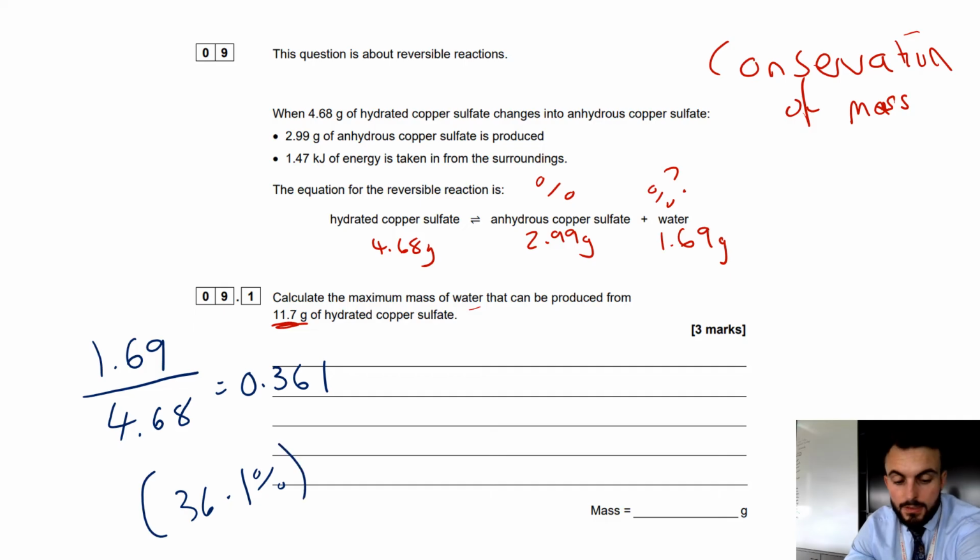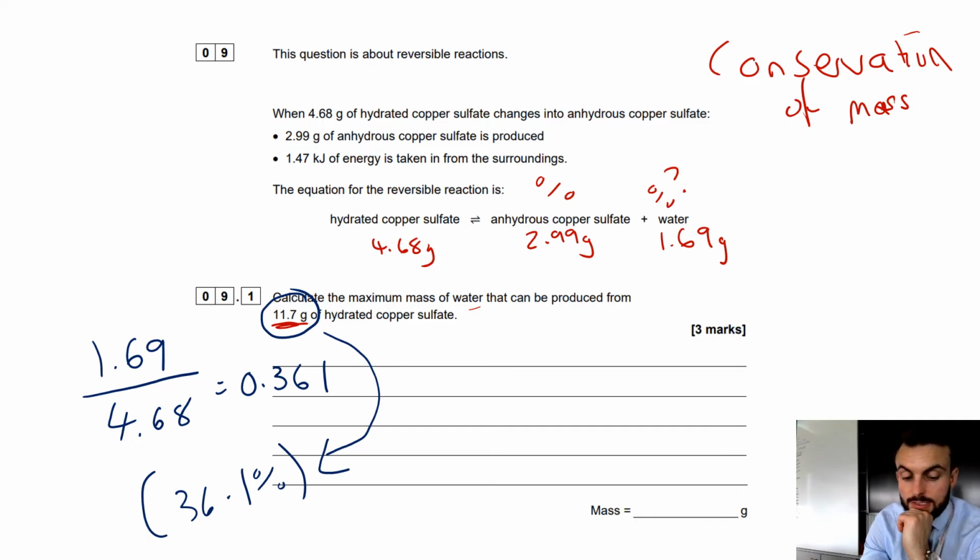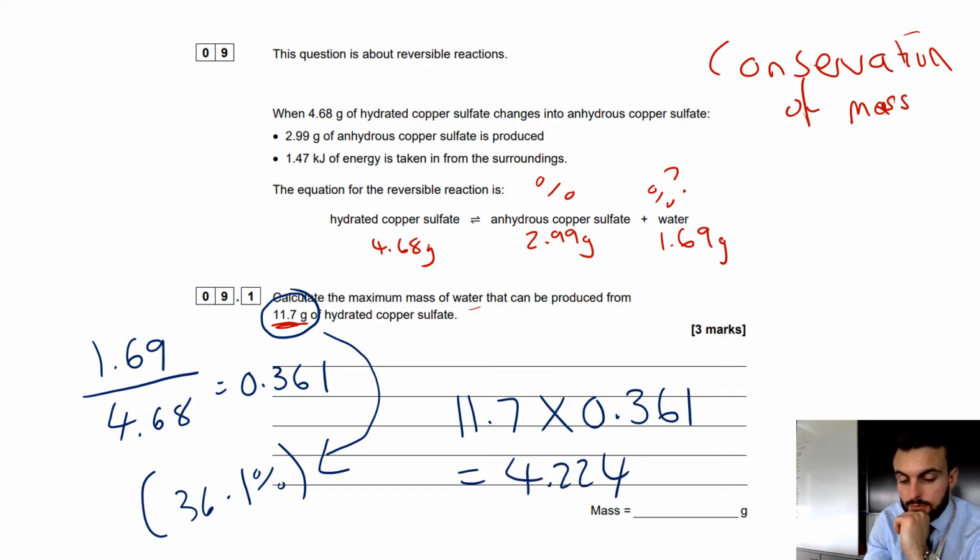Then we've got what mass of water we were going to get if we react 11.7 grams of hydrated copper sulfate. Well, 36.1% of that is going to become water. So we just need to figure out what's 36.1% of 11.7 grams. So we just go 11.7 times 0.361 and we get 4.224, or we can round it to 4.2. Done.